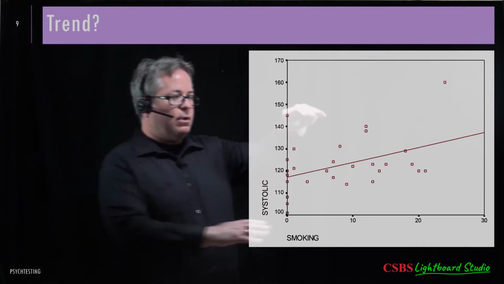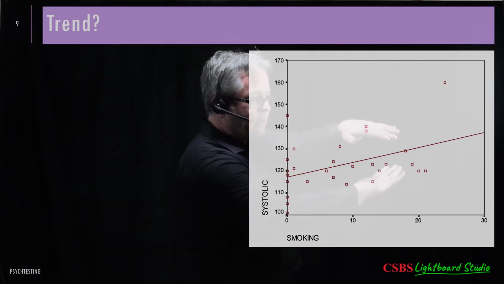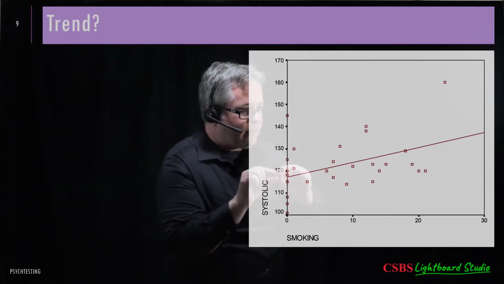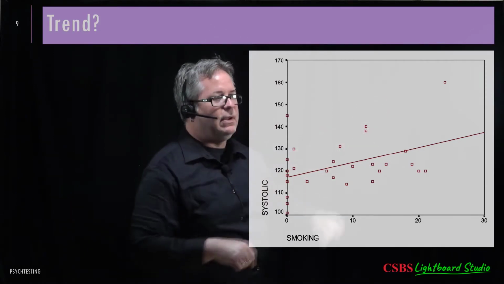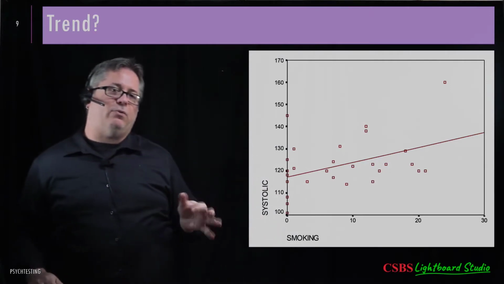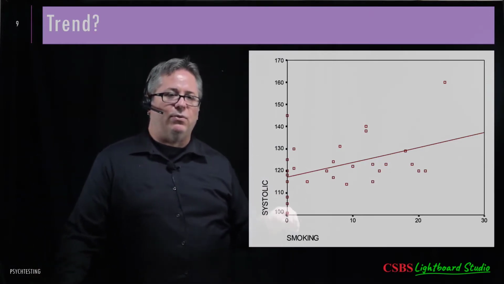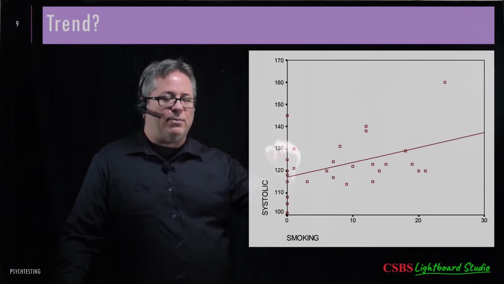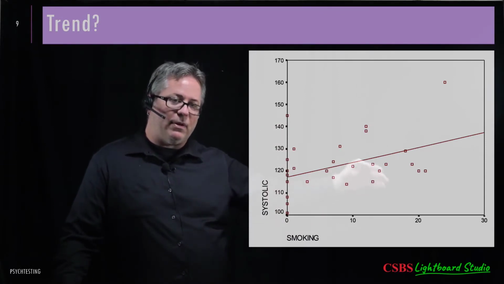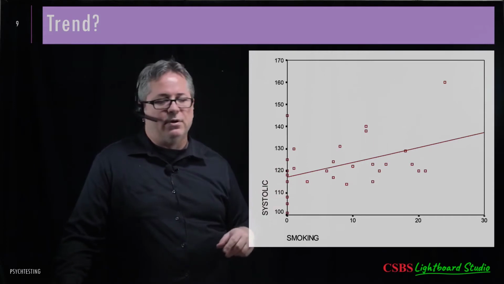Yeah, if all these data points were right on the line, like the line fell exactly on the points, it would mean there would be a one-to-one correspondence. As you go up one additional cigarette per day, you go up a certain amount of blood pressure. It would be an exact amount, perfectly matched. There'd be very little error, very little residual.